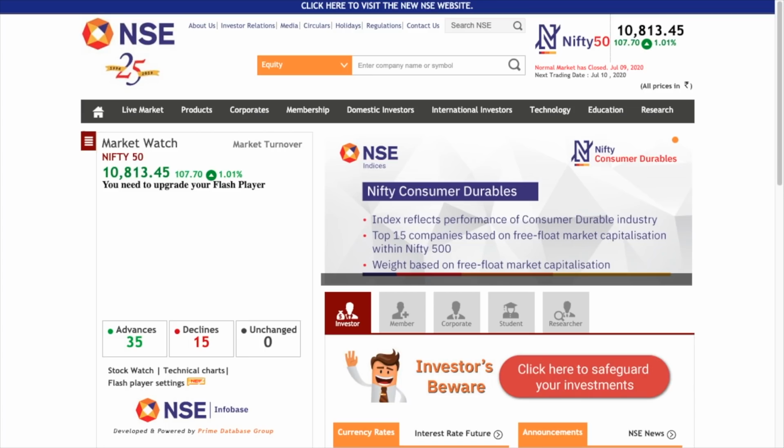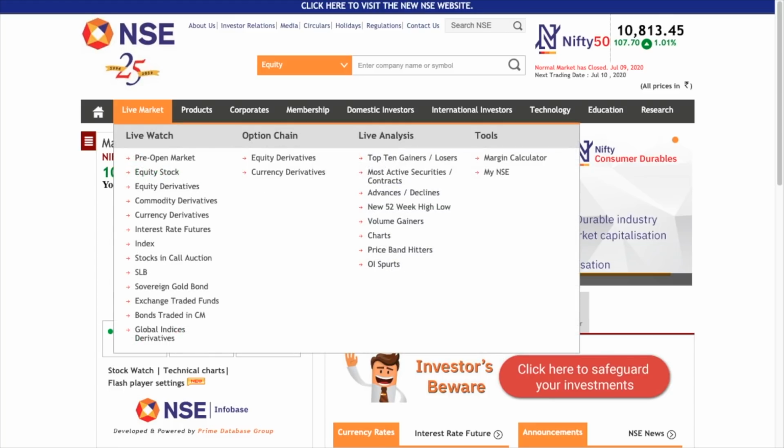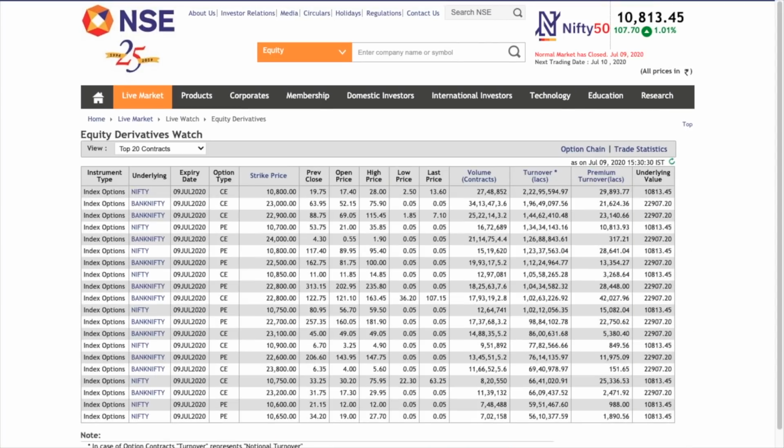So where can one find an option chain? Although there are several sources, I will point you to one important source. Point your browser to nseindia.com. Roll over the text Live Market and click on Equity Derivatives. While on the Equity Derivatives page, click on Option Chain link on the right.